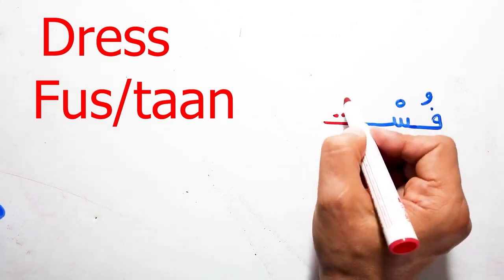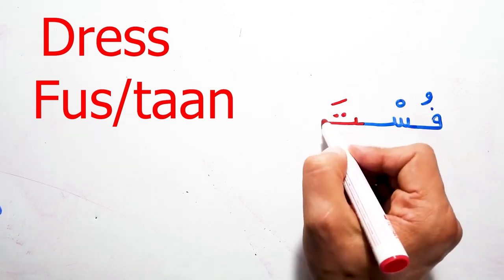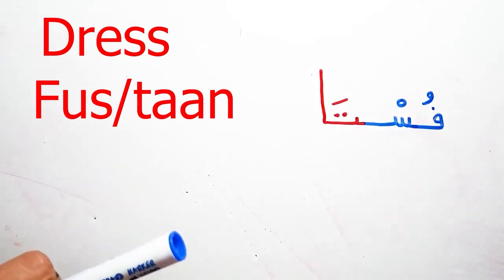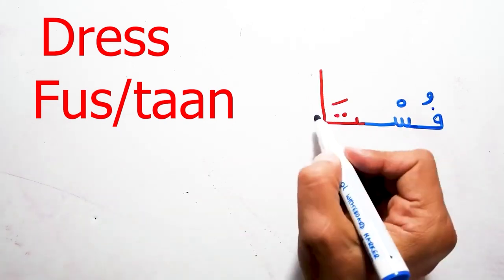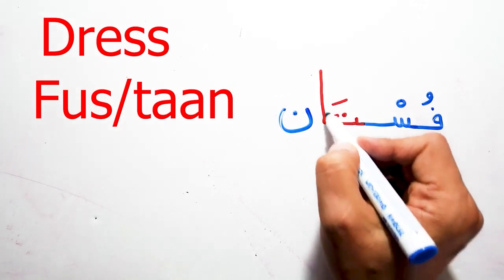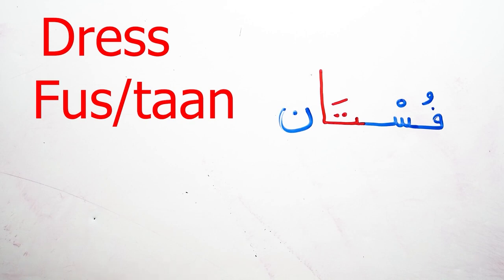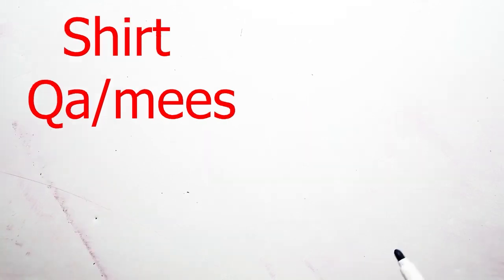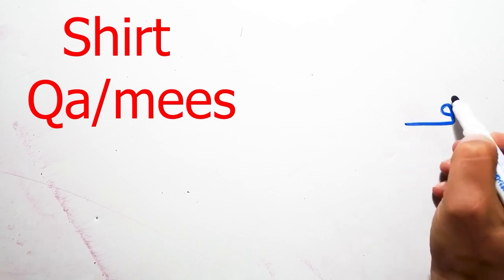Fus, te, this mark sounds like A. Fus, te, long vowel alif. Fus, ten, the sound of N. Fus, ten. Fustan.